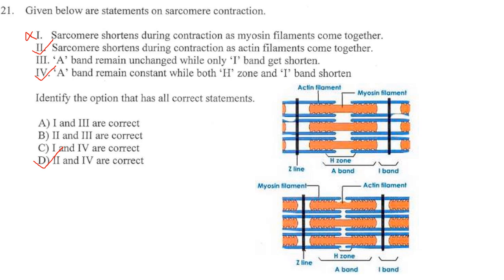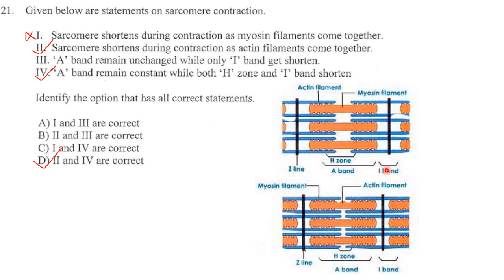Given below are statements on sarcomere contraction. So before that, a sarcomere extends between two dark lines called Z lines. So this is your sarcomere. It extends between two Z lines and contains two types of myofilaments, that is myosin and the actin filaments.